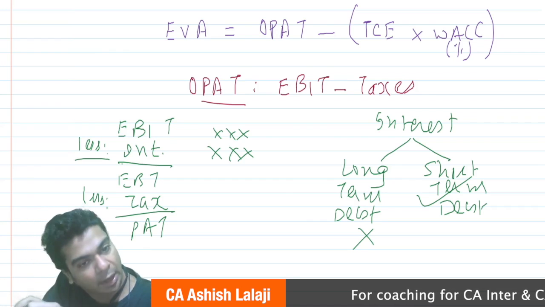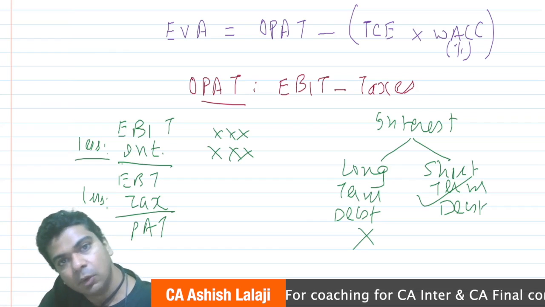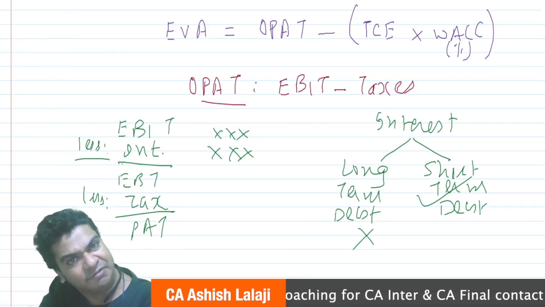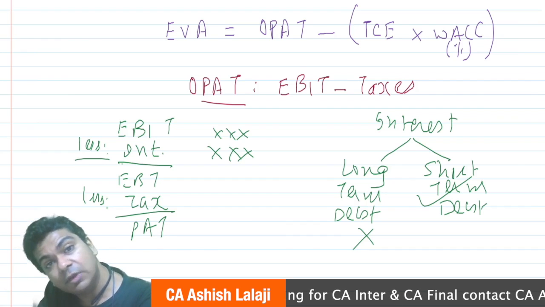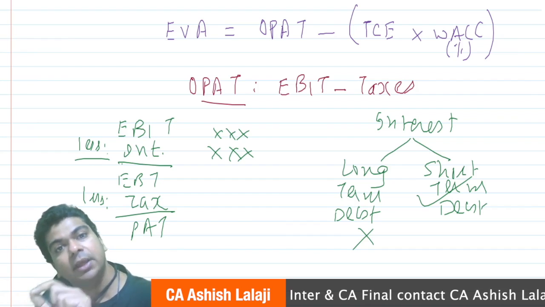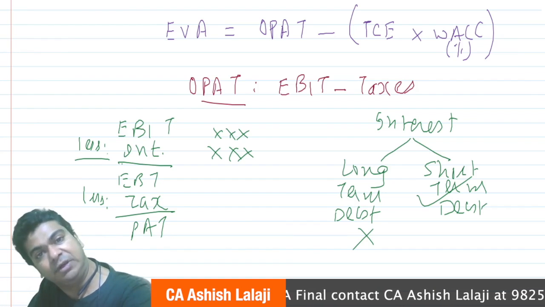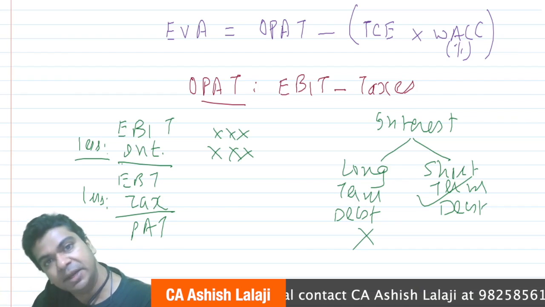This is how you will work out the OPAT. So let us say you have taken some working capital loan, or you have some cash credit facility. All this will be interest on short-term debt, and it is deducted. Short-term debt is understood as debt which has been arranged for the operating activities of the company. So that should be deducted.